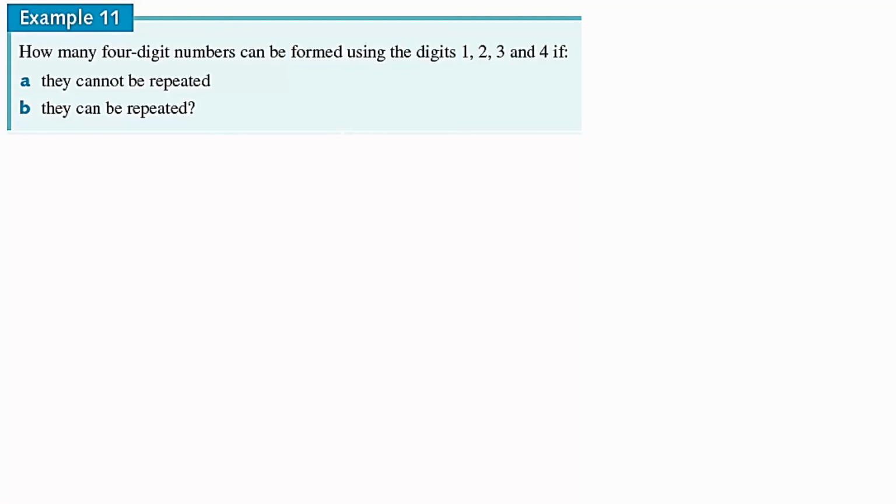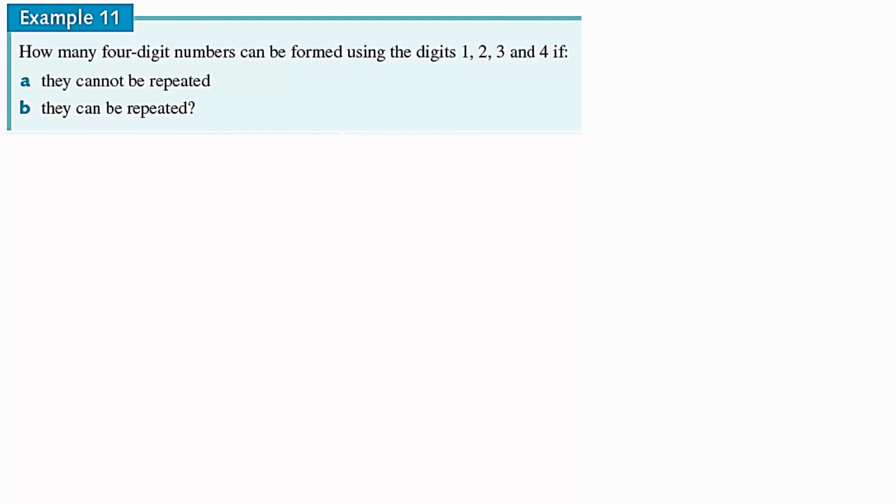Next one. What about this one? How many 4-digit numbers can be formed using the digits 1, 2, 3, and 4 if they cannot be repeated? So let's think about this. It's 4 factorial. Makes sense, because that's what we were saying. You don't repeat. If I chose Jamie, I can't choose Jamie again, so it's not repeated. So the first one makes sense, it's 4 factorial. What if it's repeated?